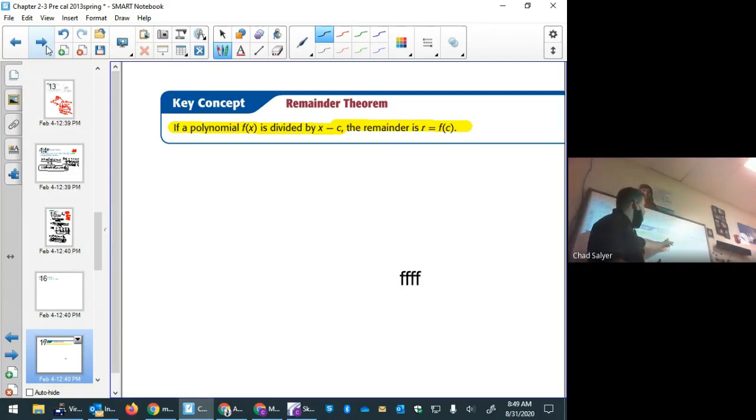If f of x is divided by x minus c, the remainder is the function's value at c. So if I divide by x minus c, whatever's in that rightmost column in synthetic division is the function's value at c.